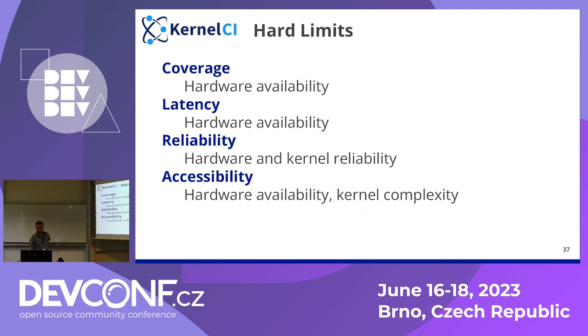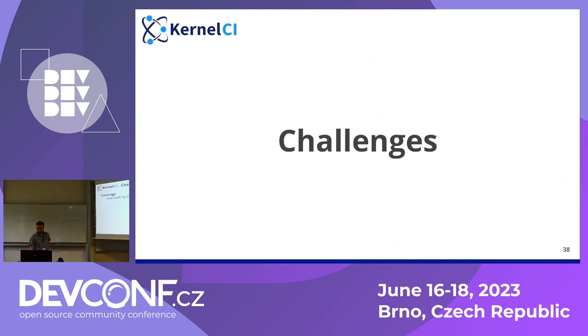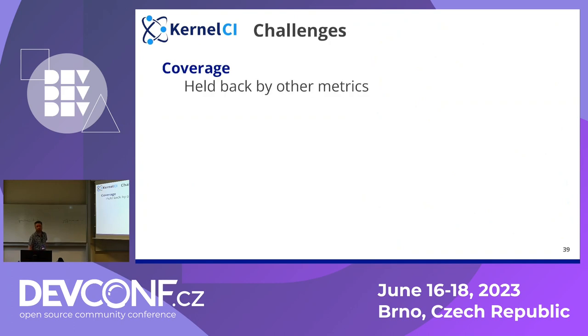For accessibility, again, the hard limit is hardware availability, because often you get a failure on some hardware that you cannot access yourself, you cannot reproduce it, so it's hard to figure out what's going on. So you have to read back traces and ask the owner of the hardware what's going on, so it's a difficult process. And of course, the kernel complexity is a limit for accessibility, so tests can only be as simple as the kernel is.